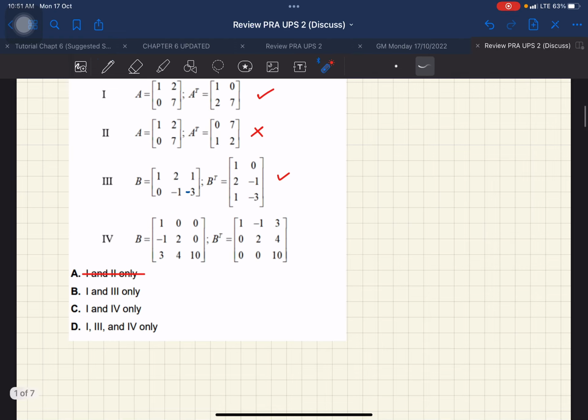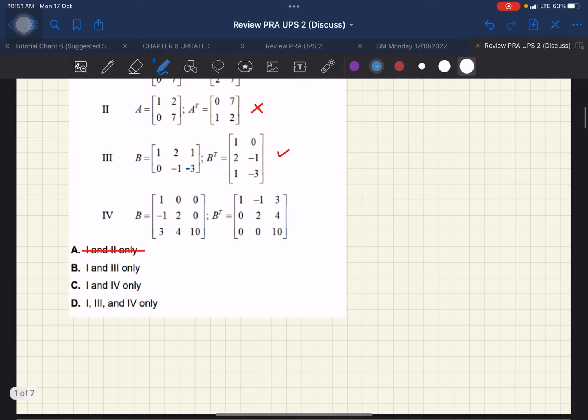Alright, and then we have 1, 3. So number 4, tengok sikit number 4 kejap. So we have 1, 0, 0 here, 1, 0, 0 here, correct. And then -1, 2, 0, -1, 2, 0, betul. 3, 4, 10, 3, 4, 10. Betul. So jawapan kita is supposed to be 1, 3, and 4.